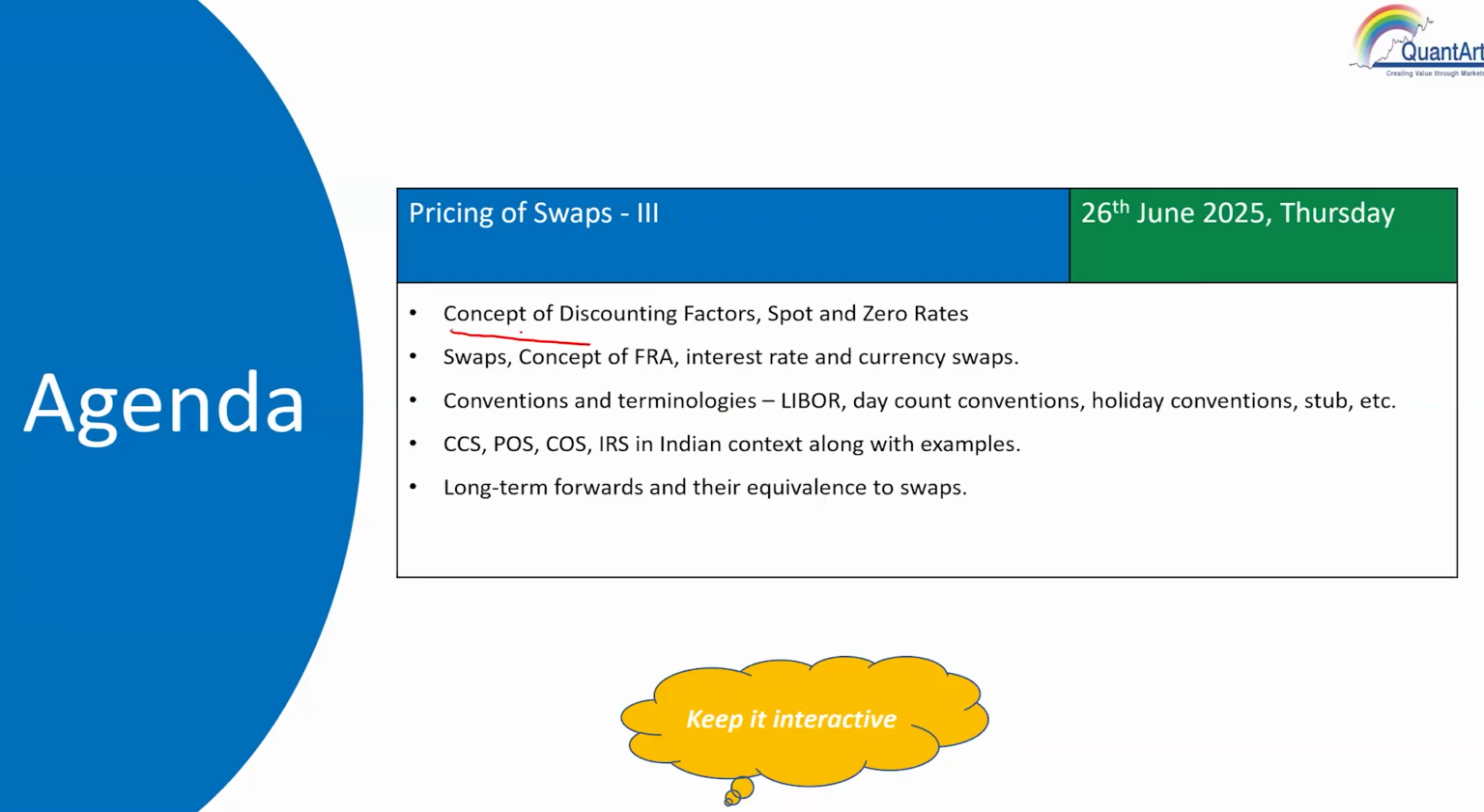But before we do this, right, I will work from backwards in the sense I'll start from how to price a swap and then slowly move towards the concept of discount factors, spot and zero rates to be able to understand. So I should add here things like formal swap pricing, the actual pricing of a swap.